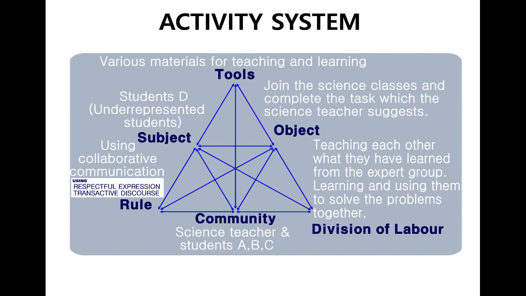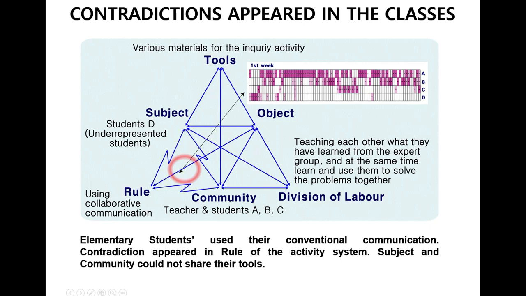In this research, the science teacher together with the students A, B, and C made up the community. Division of labor was teaching each other about what they have learned from the expert group. Additionally, using the contents and skills they have learned to solve the problems together became the components for the division of labor too. In this research, we described the two contradictions.